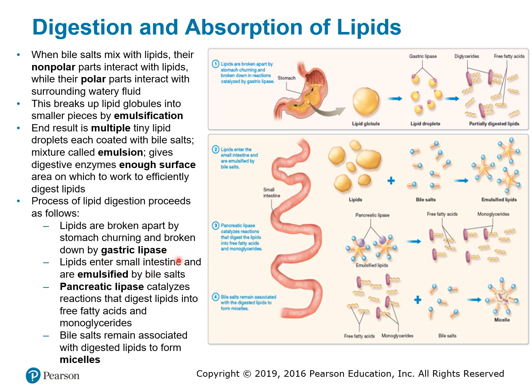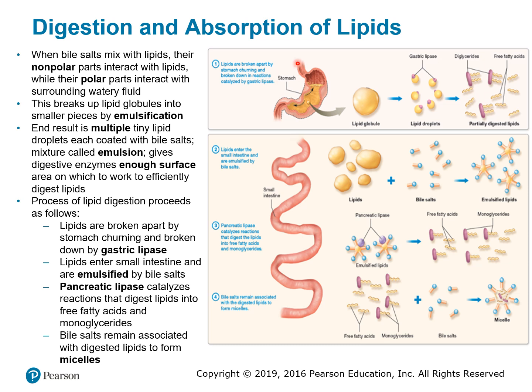They're going to be emulsified by bile salts. Then you have another enzyme, pancreatic lipase, which catalyzes the digestion of the lipids even further into free fatty acids and monoglycerides. So bile salts are going to remain associated with the digestive lipids and form micelles. So let me explain that in this image here.